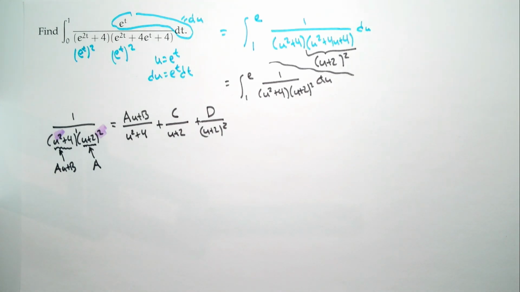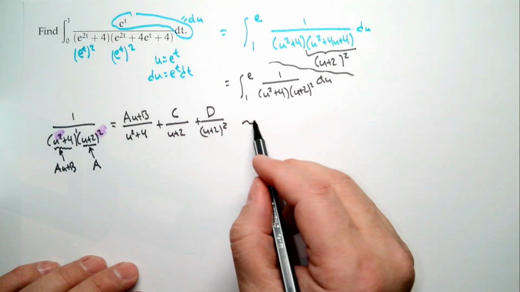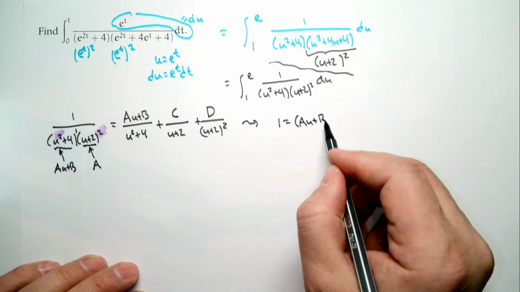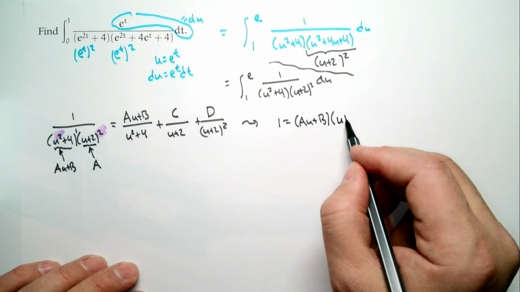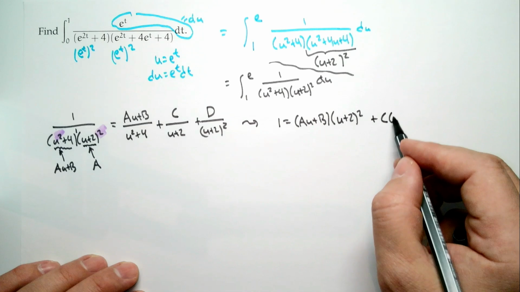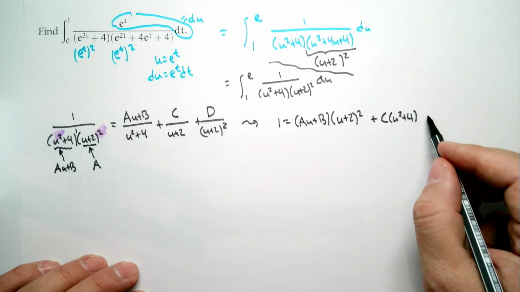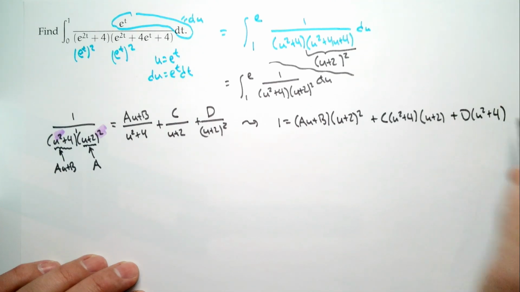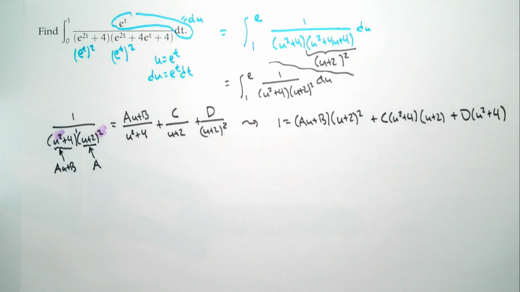Okay, so what happens from here? Well, we can say that 1 equals au plus b times u plus 2 squared, so I'm multiplying by the denominators to clear out my denominators, plus c times u squared plus 4 times u plus 2 plus d times u squared plus 4. Now, I will tell you ahead of time, I have not tweaked A, B, C, and D to be nice. I suspect they're actually going to be quite atrocious here. But, all right. Suppose we wanted to go a little bit further.